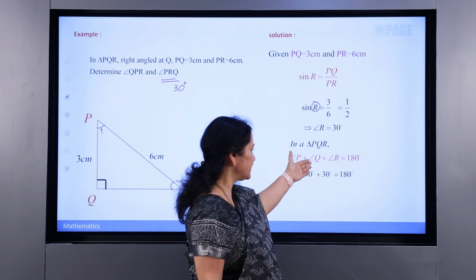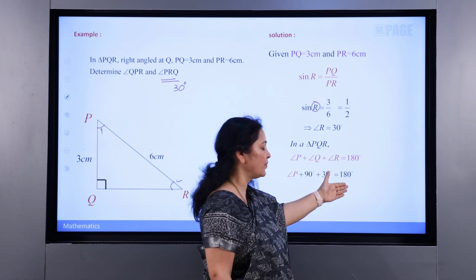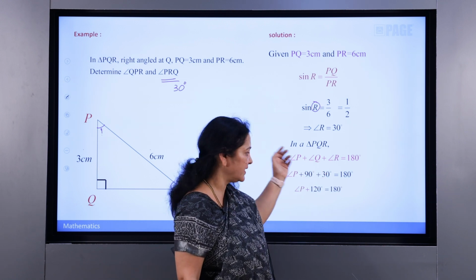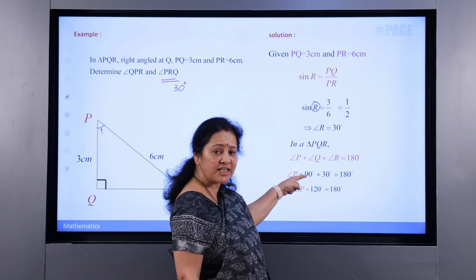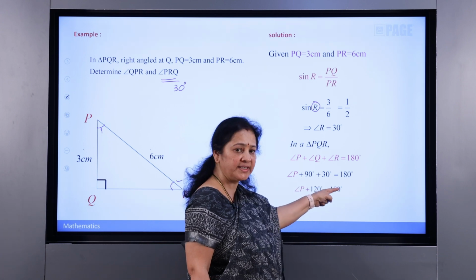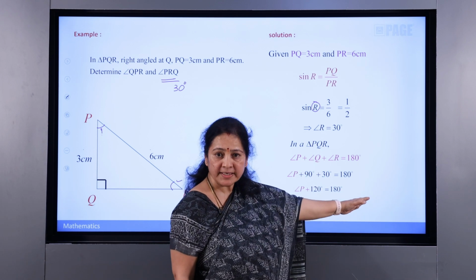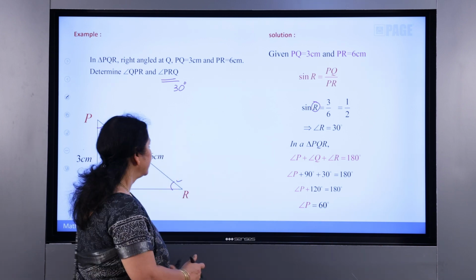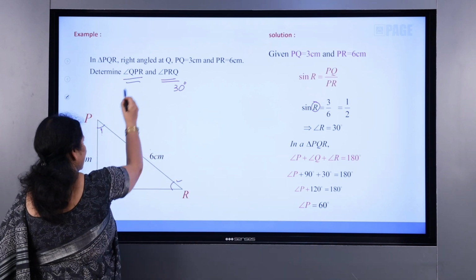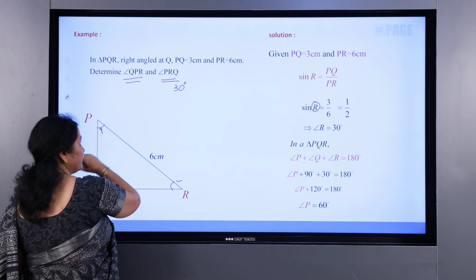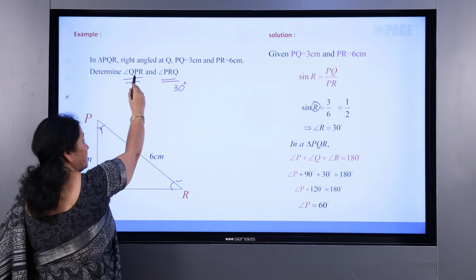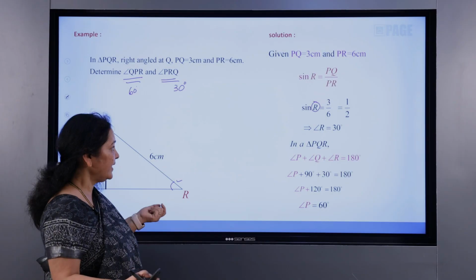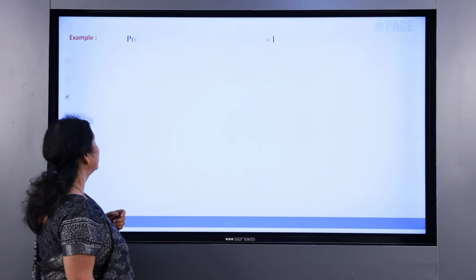Angle P plus 90 plus 30 is 180 degrees. 90 plus 30 degrees, that is 120 degrees. So angle P plus 120 degrees equals 180 degrees. Just transpose 120 degrees to the RHS. So angle P equals 60 degrees. That is, in short, this angle, right? This is what we have to find out. The angle QPR, this is nothing but 60 degrees. Right? Let's look into one more example.